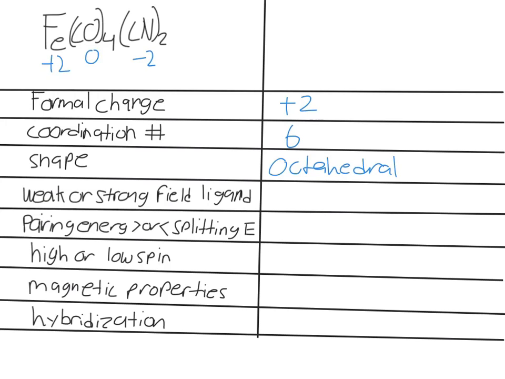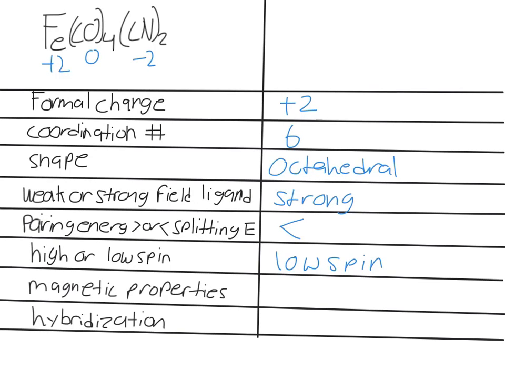Both carbon monoxide and cyanide are strong field ligands, so that's strong. And because I know they are strong, that tells me that the pairing energy is going to be less than the splitting energy because it's going to have such a large crystal field split. Because it has such a large crystal field splitting energy, that will make it low spin.